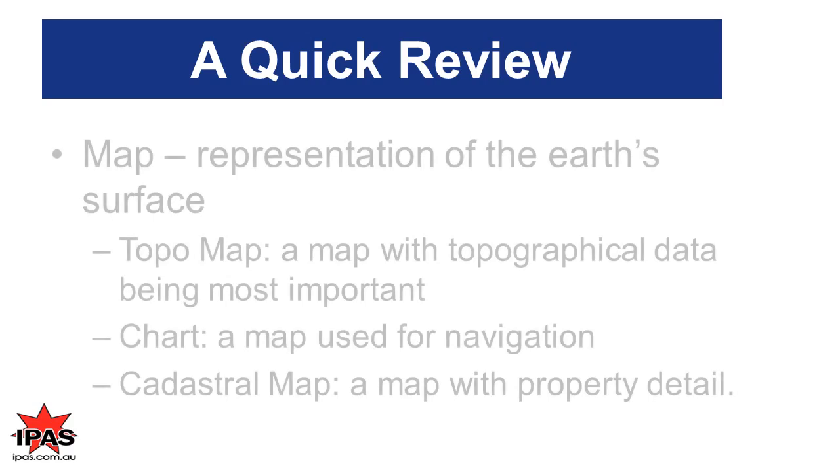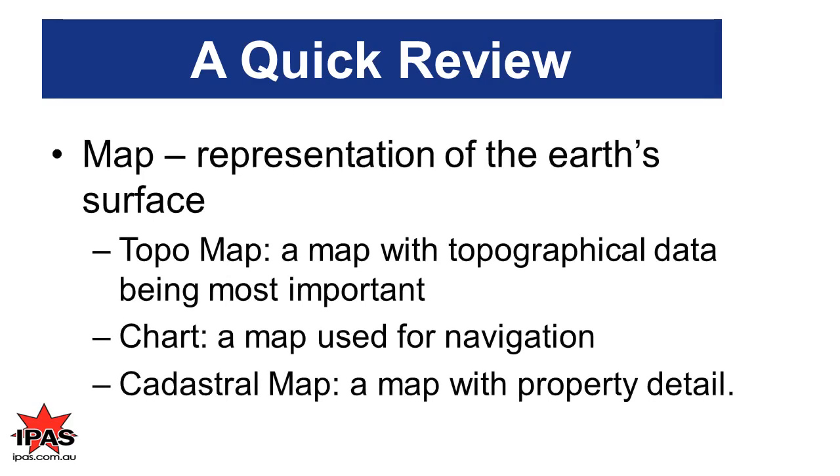Well, what is a map? A map is a representation of the Earth's surface, as we said. A topographical map, or a topo map, is a map where topographical data is the most important factor on the map. A chart, as we saw in part 1, is a map that's primarily used for navigation, and a cadastral map is a map with property detail.